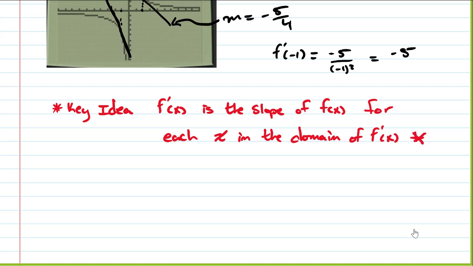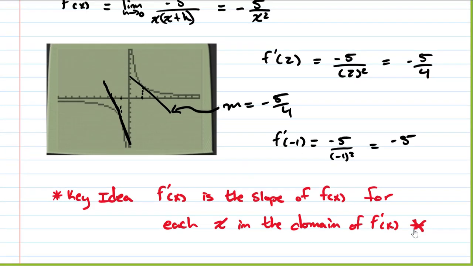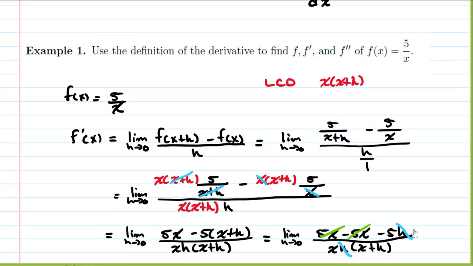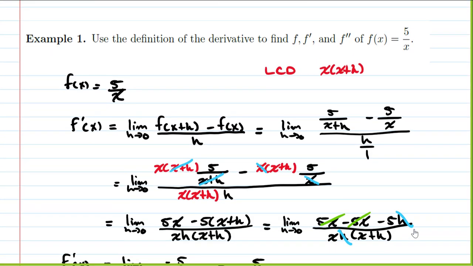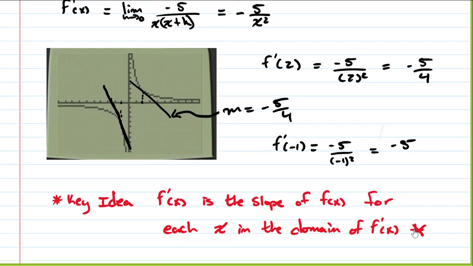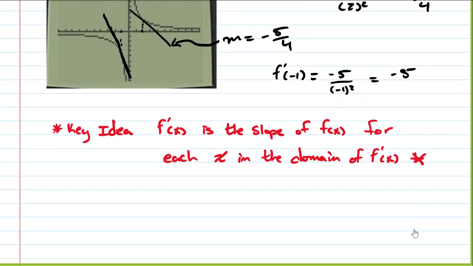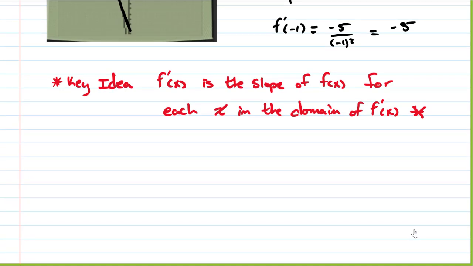So derivatives tell us about slope. Okay, so we're only actually halfway done. That was just a little sidebar. What else do we want to find? F double prime. Well, to find f double prime, we would take the derivative of f prime.